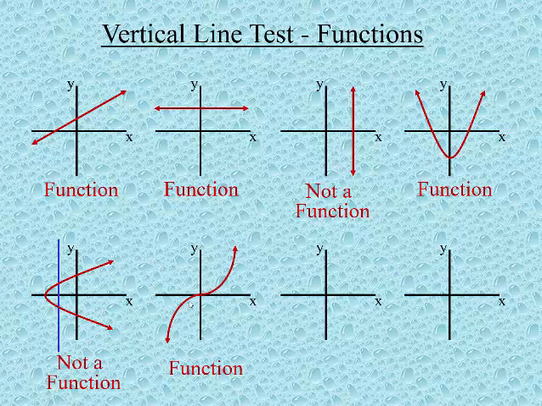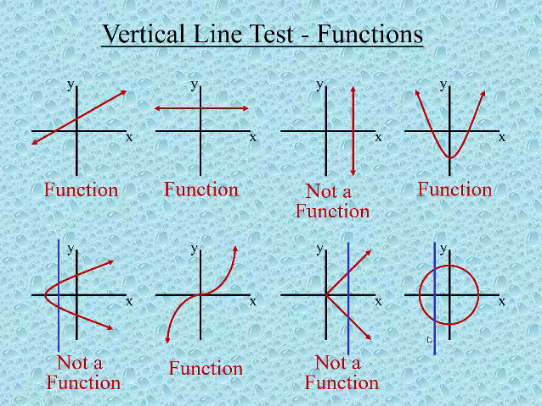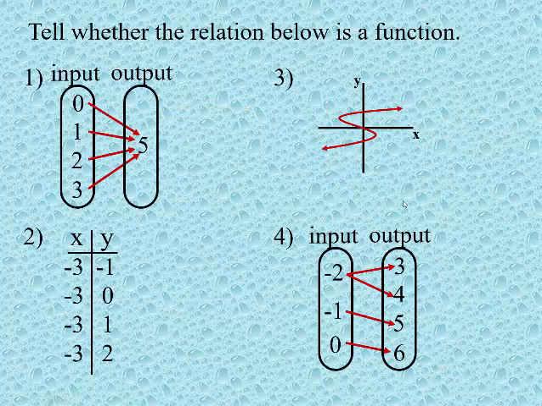Here, a vertical line will go through it only once. It is a function. Here, a vertical line goes through it and hits the graph twice. This is not a function. Here, a vertical line goes through it more than once. This is not a function. So that's another way you can just look at a graph and tell if it is a function.